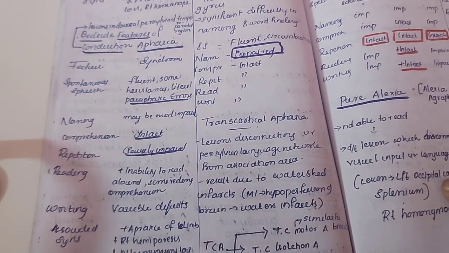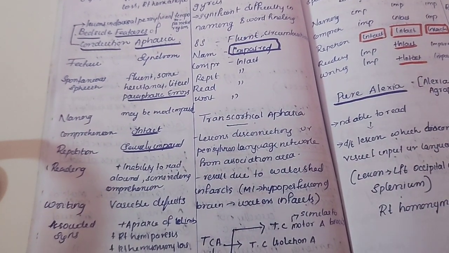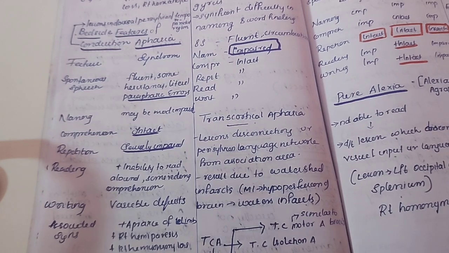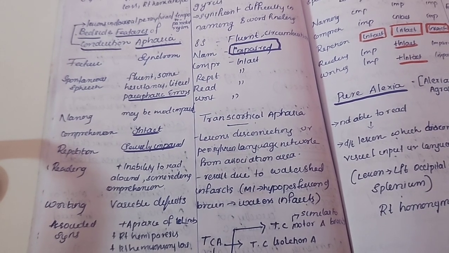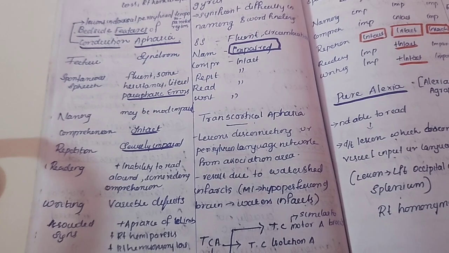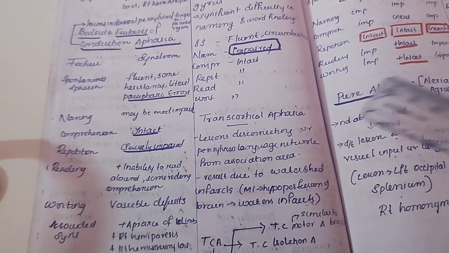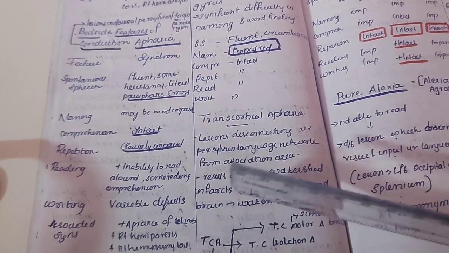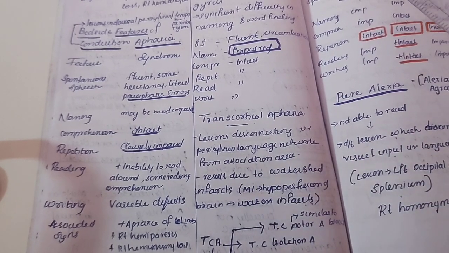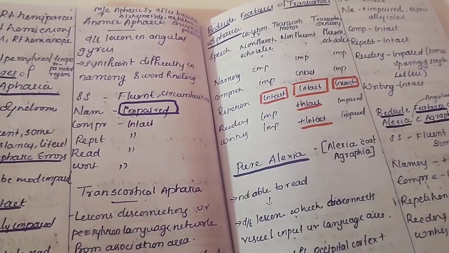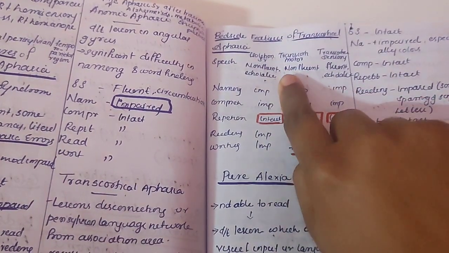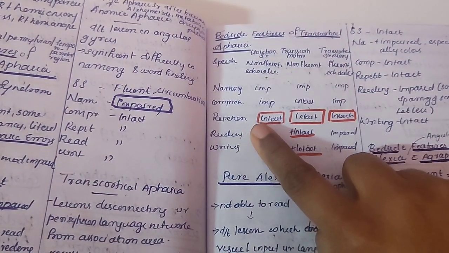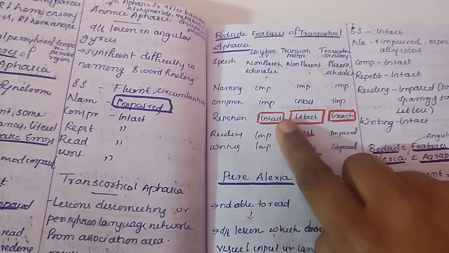Then transcortical aphasia. Here the lesion disconnects the perisylvian language network from the association areas. Transcortical aphasia mainly results from watershed infarcts, that is MI, which leads to hypoperfusion of the brain. So here in transcortical aphasia, the main thing is that repetition is intact.